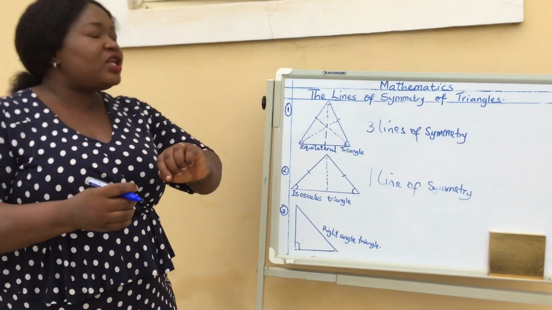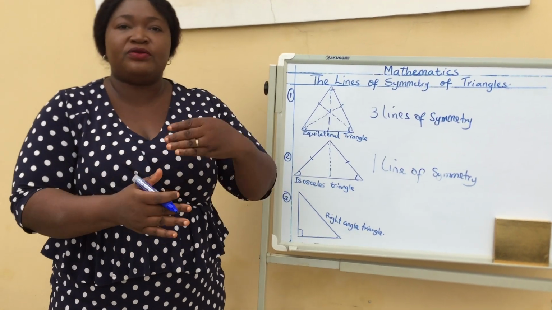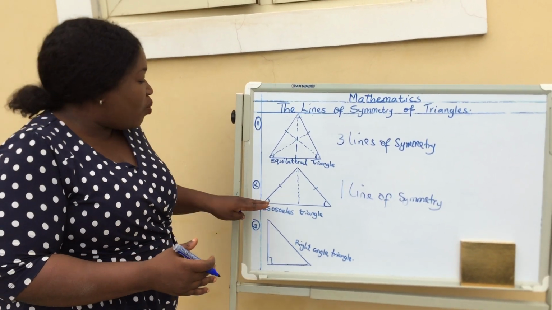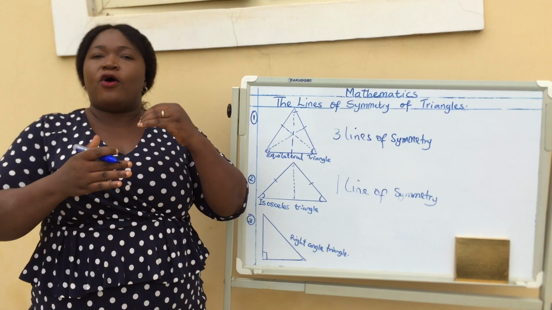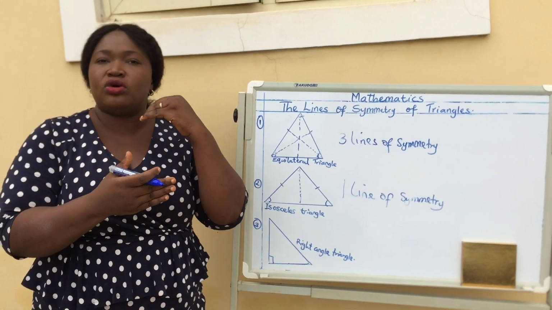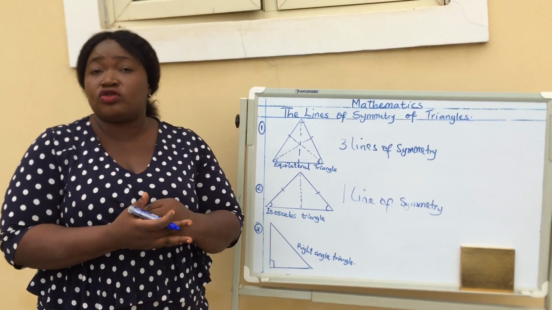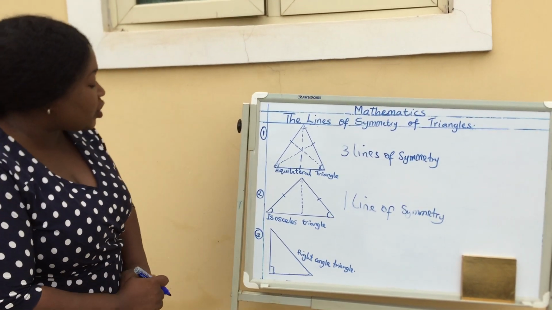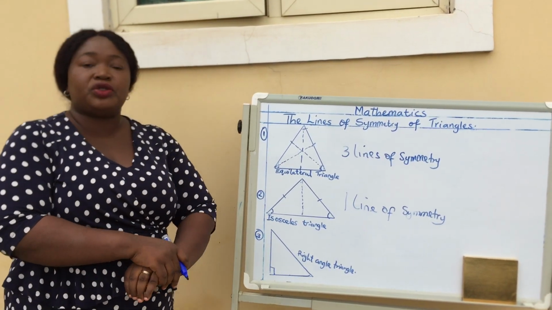Also, an isosceles triangle can be drawn in different ways, but one thing you should know is one side is either longer or shorter than the two other sides, while the two other sides are equal. Then the third one I'm going to talk about is the right angle triangle.